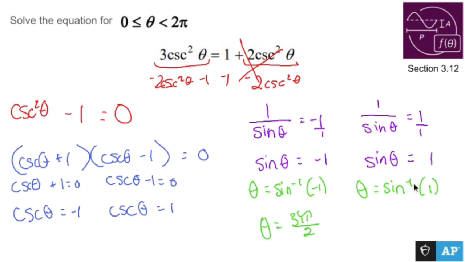Similarly, when is it 1? Well, that's when it's on the positive y-axis, and that's at regular pi over 2. And those are my only two answers for this guy, just them. And yeah, that solves my equation. And that also fits the constraints of between 0 and 2 pi. Tons of fun.